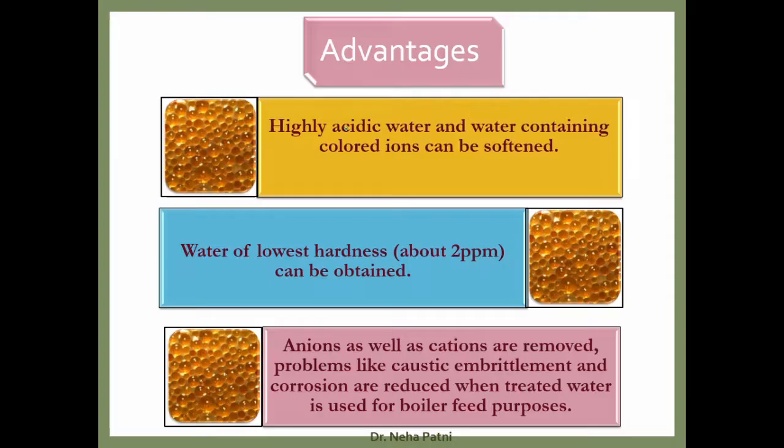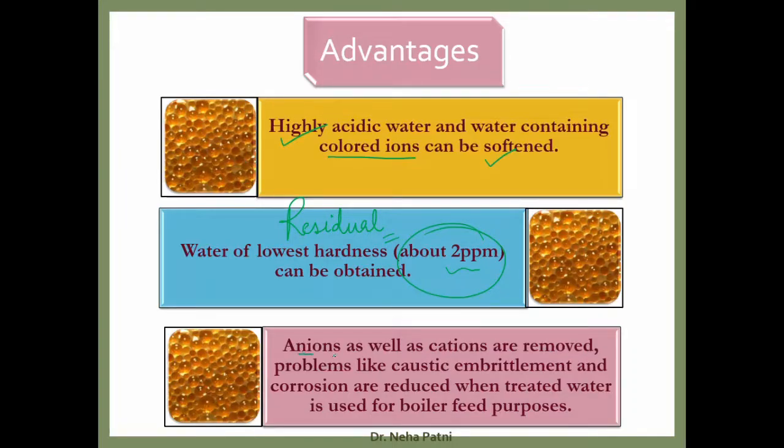So if you look in comparison to the zeolite method, you can treat highly acidic water here, while in the zeolite method it was not possible because it was destroying the zeolite bed. Here, it's not a problem. Similarly, water containing colored ions like iron and manganese could not be utilized in zeolite because they were not regenerated easily. But here, regeneration is not a problem and it can be softened. So that is the advantage of this process. Obviously, lowest hardness. The residual hardness here is very low. The water is left with around 2 ppm hardness, while in zeolite it was around 10 ppm of hardness. So in comparison to that, you may call it an advantage of this process.